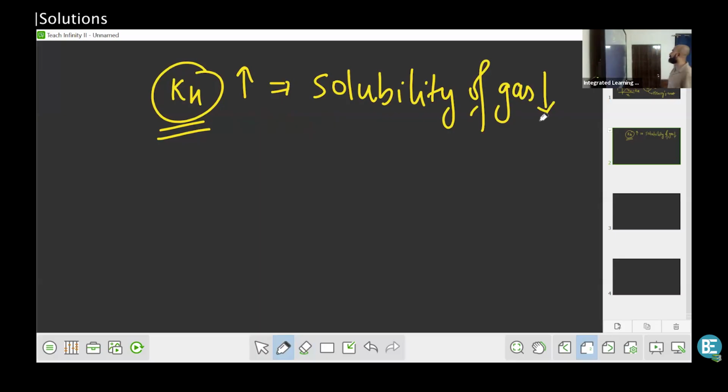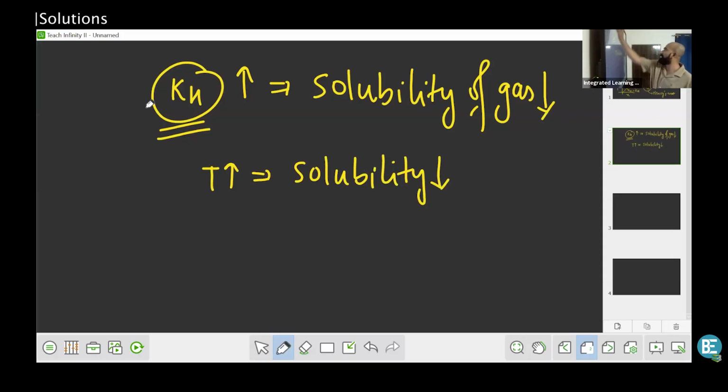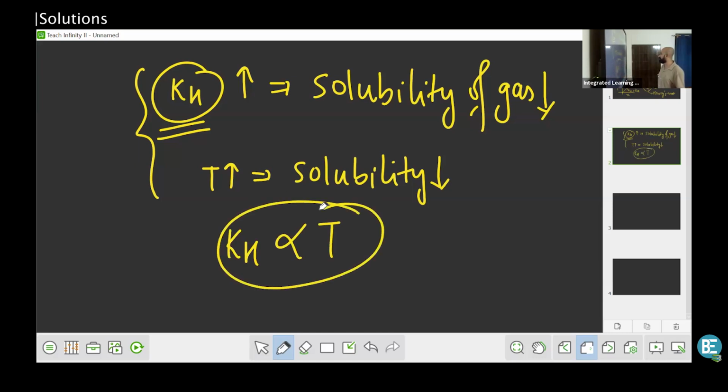So the kH is inversely proportional to solubility. On increasing the Henry's constant, solubility decreases. And since we know that on increasing the temperature, solubility decreases, just correlate these two. So kH is directly proportional to temperature. So on increasing the temperature, the Henry's constant will increase. Is it easy?